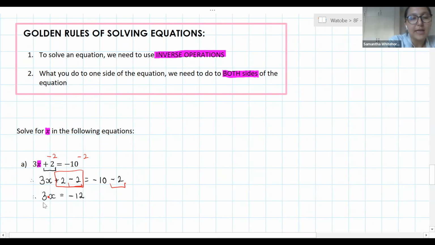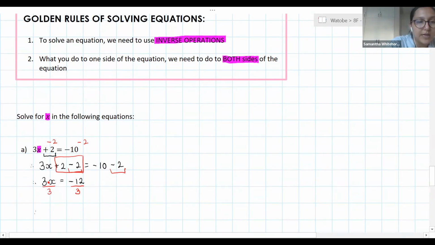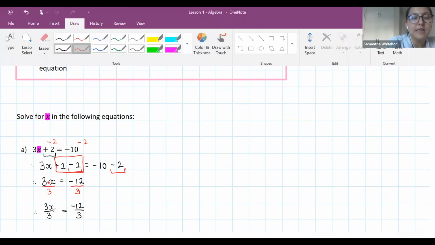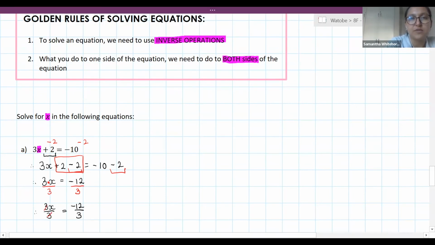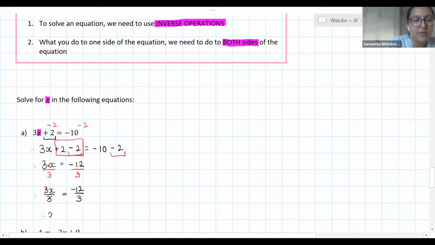And so because I want to get x alone, I want to divide both sides by 3. Now, I can't just divide one side by 3. I have to do it on both sides. But essentially what I now have is 3x divided by 3 is equal to -12 divided by 3. What ends up happening is the 3 divided by 3 gives me 1x or just x, which is exactly what I want. And then we've got -12 divided by +3. Now remember, when we divide a negative by a positive, we end up with a negative.